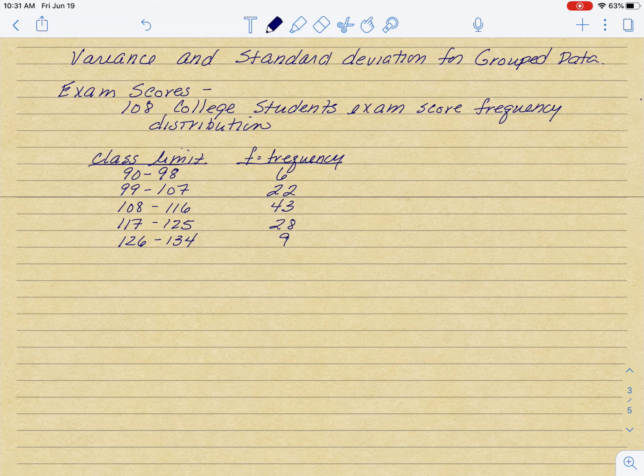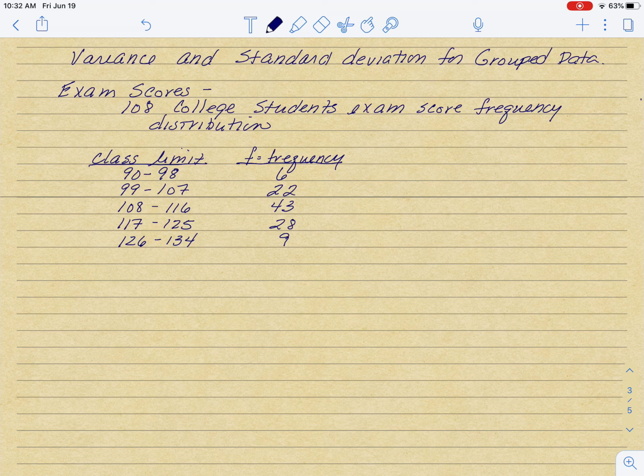Okay, so the next example we're doing is finding variance and standard deviation for group data. So we're given a frequency distribution. This one's for the exam scores. We have 108 college student exam scores, and this is their frequency distribution. And what we want to do is find the standard deviation and the variance for the group data.